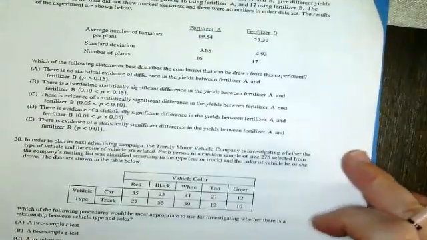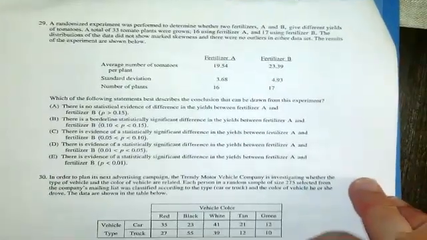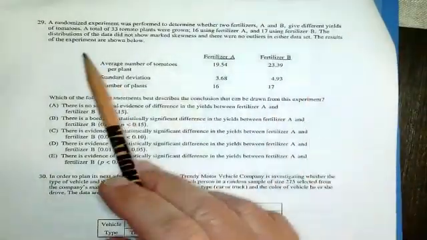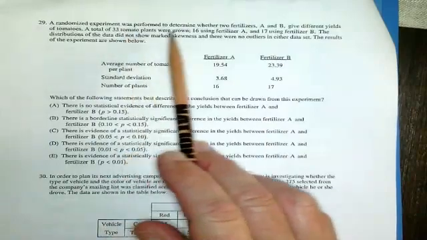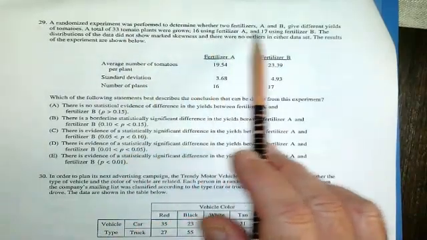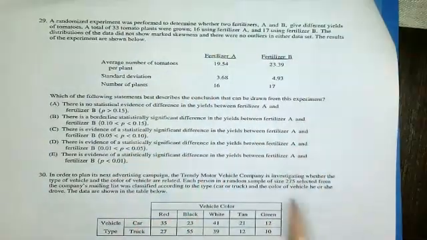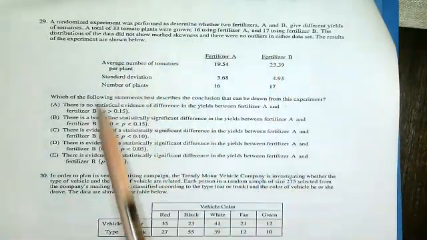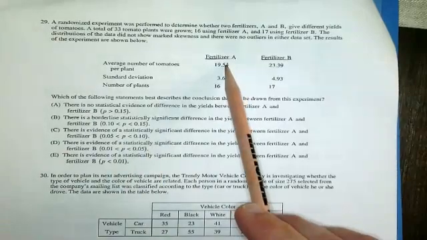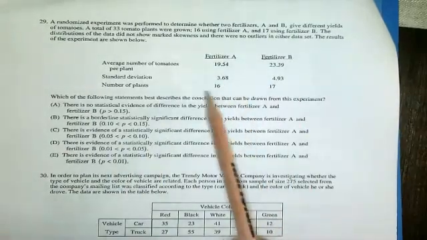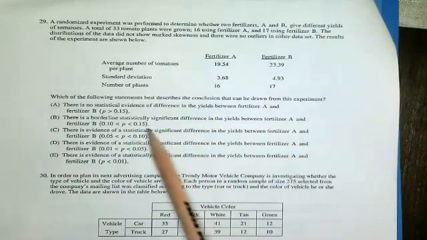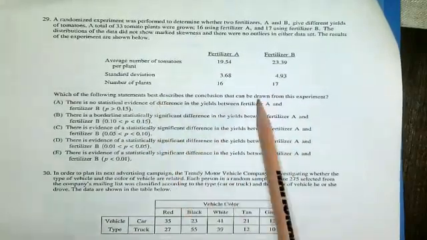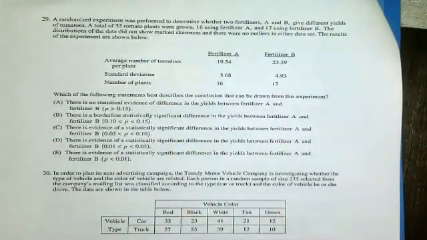Number 29. Okay, 29, we're going to have to run a test. A randomized experiment was performed with 2 fertilizers with different yields. A total of 33 tomato plants, 16 using A, 17 using B. Doesn't matter, they're not the same. The data did not show marked skewness, and there were no outliers. The results are shown below: means, standard deviations, and ns. Which of the following best describes the conclusion to be drawn from this experiment?